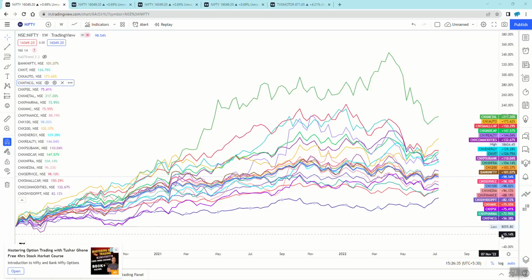On the right side you can see which indexes performed since then. Even despite a huge fall in the metal sector, it has outperformed with 217% in metals. The auto sector has outperformed with 173%, whereas you see only 56% in FMCG and 72% in pharma over the last couple of years since the 2020 fall. So do you still want to say that these are the outperforming sectors?